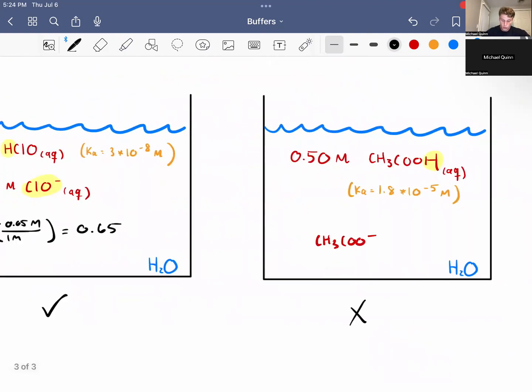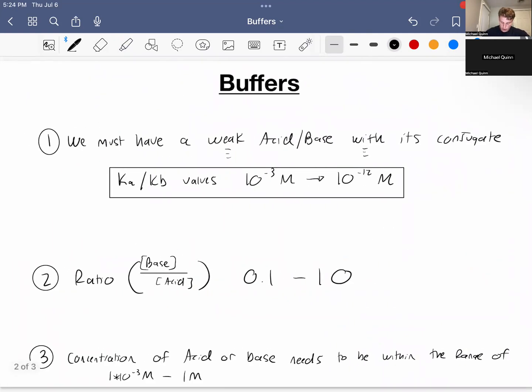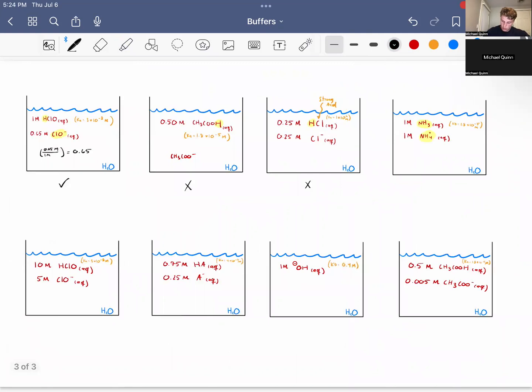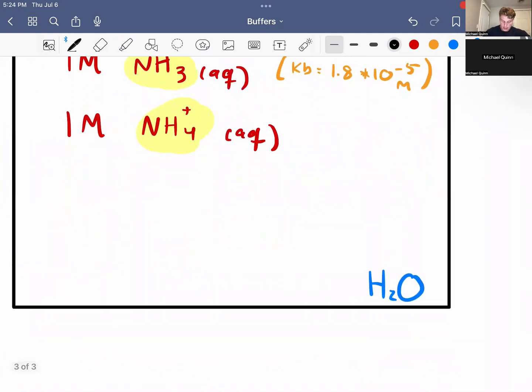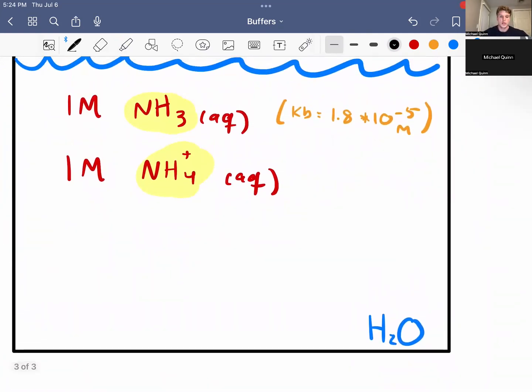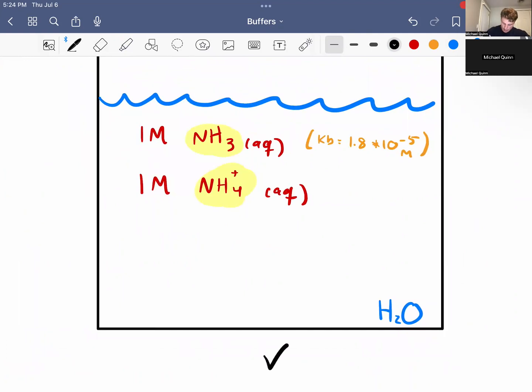Then our third requirement, we need to have the concentration of both of them to be between 1 times 10 to the negative 3 and 1 molar. So we can see that there is a 1 molar concentration of each of them. So this is a buffer.